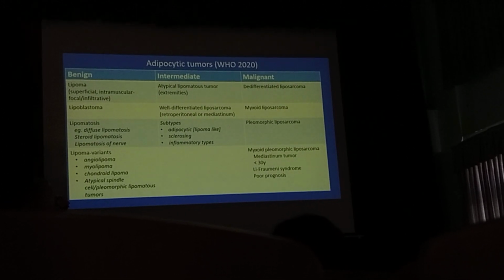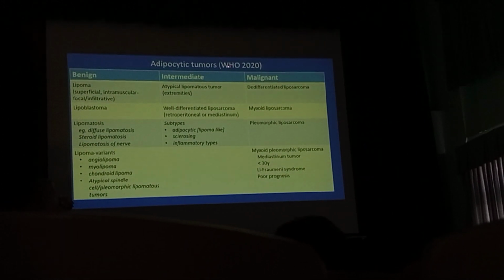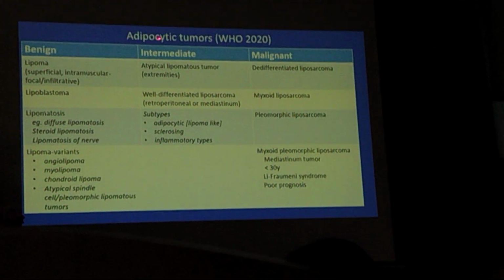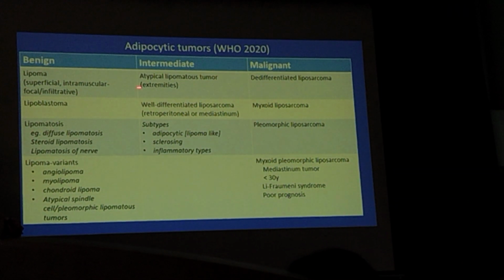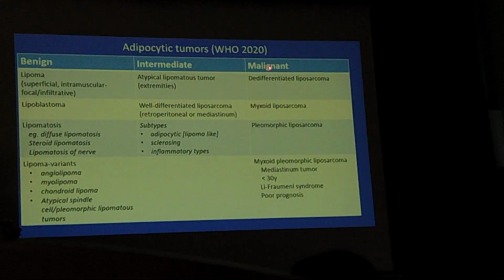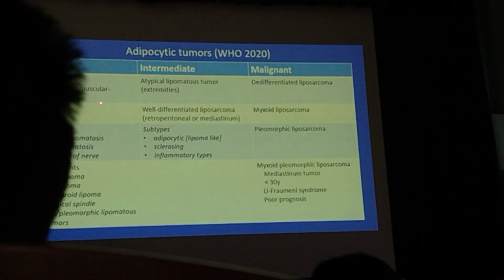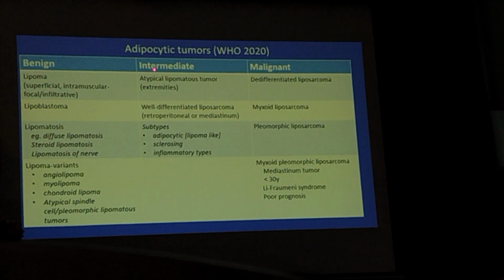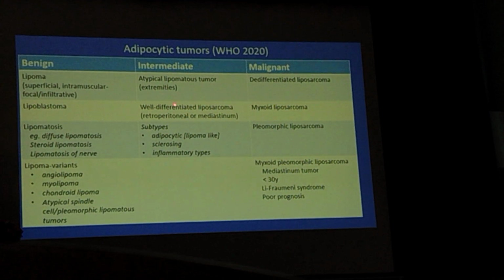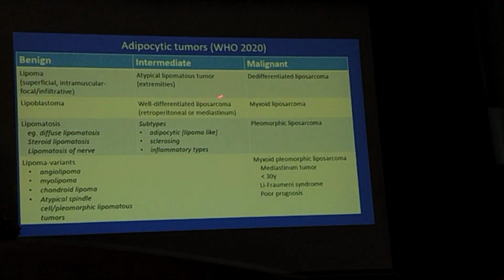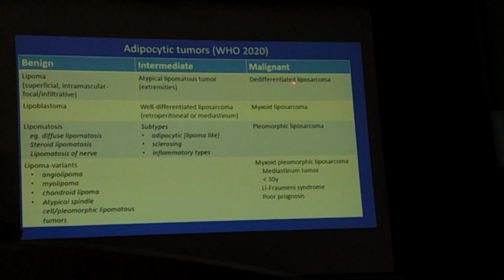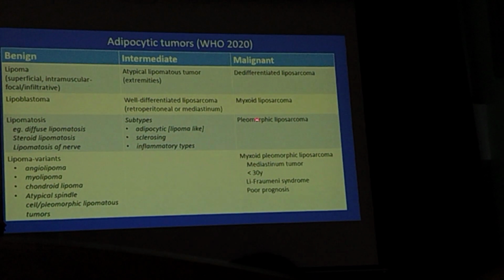Đây là cái bảng phân loại của Tổ chức Y tế Thế giới 2020 về các khối u mà có chứa tế bào mỡ. Thì anh thấy là phân có 3 nhóm: lành tính, trung gian và ác tính. Thì trong cái nhóm lành tính đại diện tiêu biểu của nó là lipoma, u mỡ lành tính hoặc là u nguyên bào mỡ. Thì trong cái nhóm gọi là trung gian thì lại có cái liposarcoma biệt hóa tốt, và cái nhóm ác tính tức là liposarcoma kém biệt hóa hoặc là các cái liposarcoma đa hình.